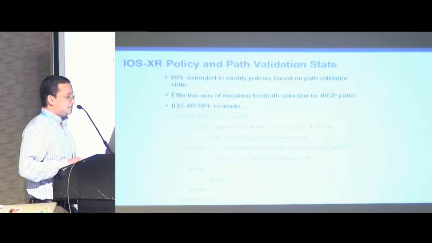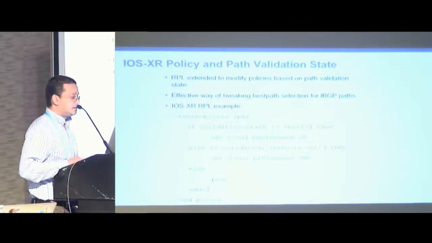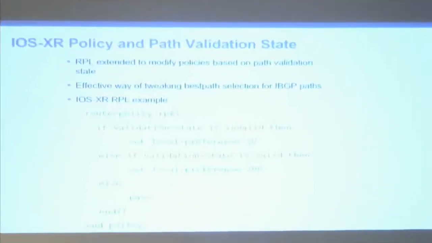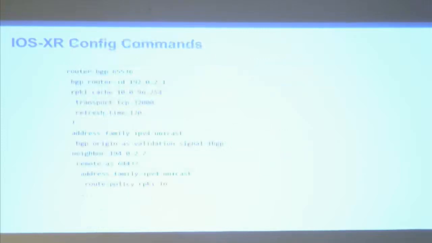So the next set of slides are analogous to XR, iOS XR. So for those of you who have used it, you know the equivalent of route maps is the RPL in iOS XR, route policy. So the route policy has also been enhanced to take into account the validation state and set appropriate policy based on the validation state match. You can depreference or prefer a route based on the validation state, as we've seen earlier. So the config commands are analogous in XR to the iOS statements.